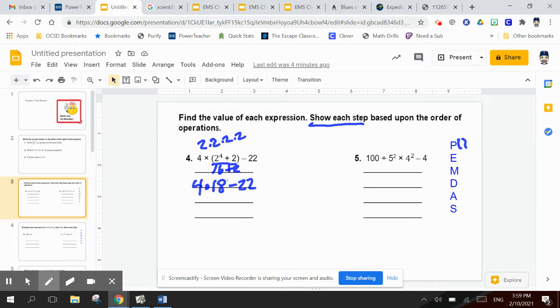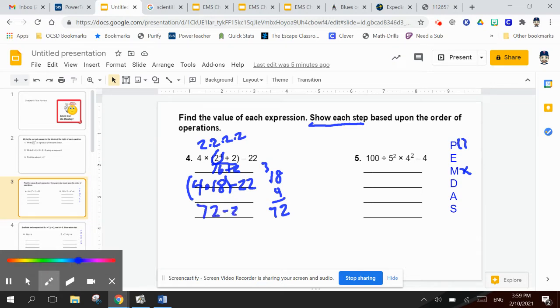So again, I have 4 times 18, so I go to my exponents. Do I have any exponents? I already did that one right there, so I'm already done. Multiply is next. Is there any multiplication? Yes, I have 4 times 18. So I have 18 times 4. 4 times 8 is 32. 4 times 1 is 4, plus 3 is 7. So I have 72 minus 22. And then to subtract, 2 minus 2 is 0. 7 minus 2 is 5.